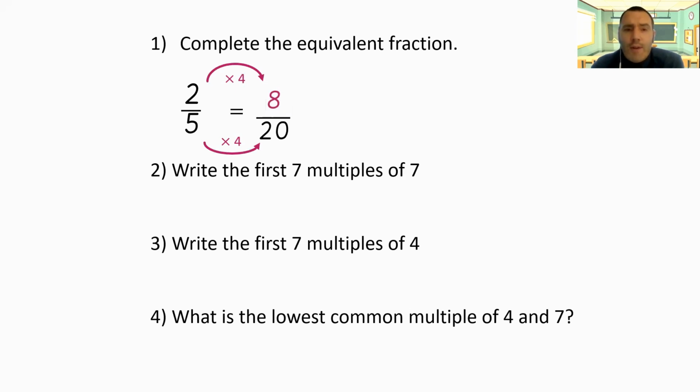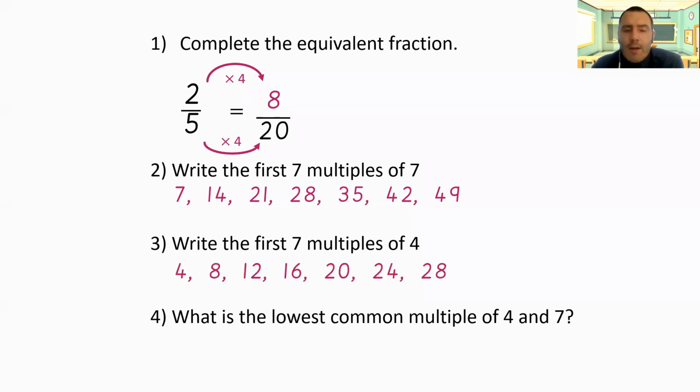Question 2, write the first 7 multiples of 7. It's just our 7 times table, isn't it? So it's a sequence as well. Each time we add 7. So we've got 7, 14, 21, 28, 35, 42, 49. Question 3, write the first 7 multiples of 4. Again, our sequence, we're adding 4 each time: 4, 8, 12, 16, 20, 24, and 28.